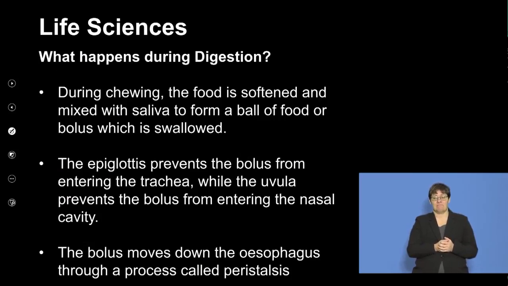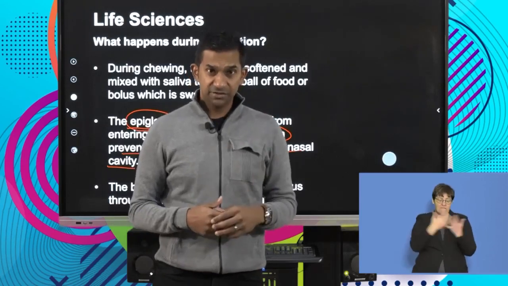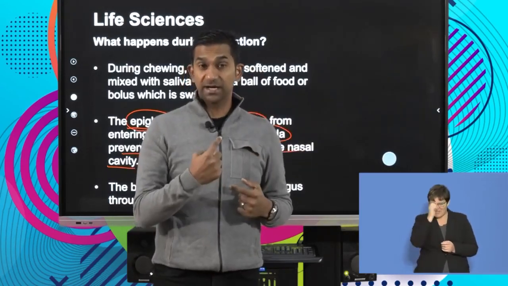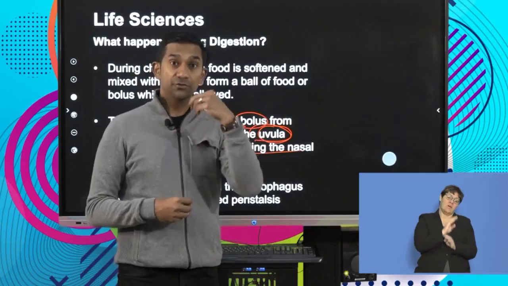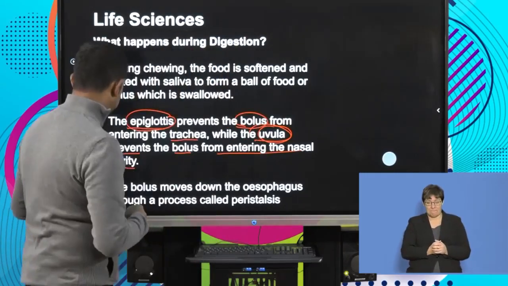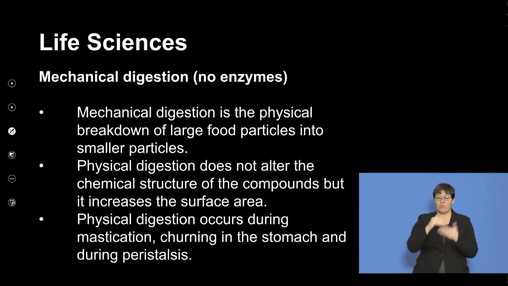When food is swallowed, guys, it moves down, and the epiglottis, which opens between the trachea and the esophagus, prevents the bolus, which is that ball of food, from entering the trachea, while the uvula, which is the flap that hangs from the upper part of your palate, prevents the bolus from entering the nasal cavity. So sometimes when you drink fast, you find that you can actually get the water up into your nasal passage. It is the uvula that actually stops the water or food moving up into your nasopharynx. Okay. The bolus then moves down the esophagus through a process called peristalsis.